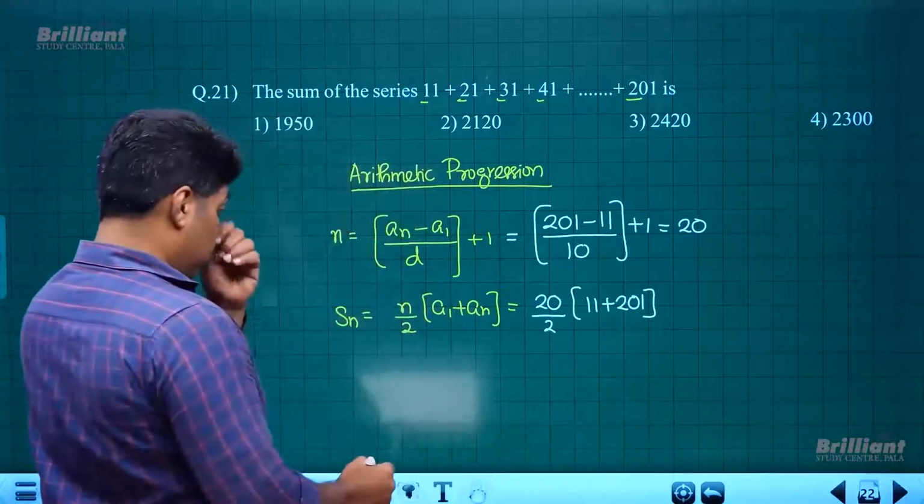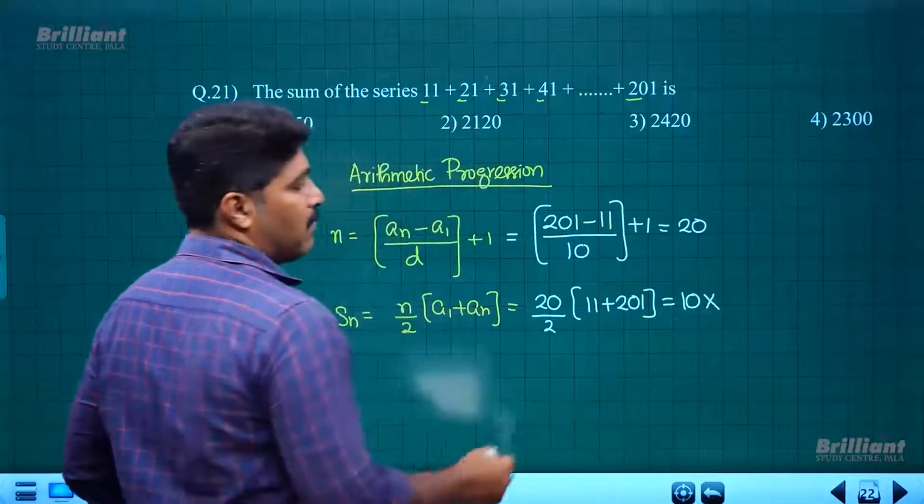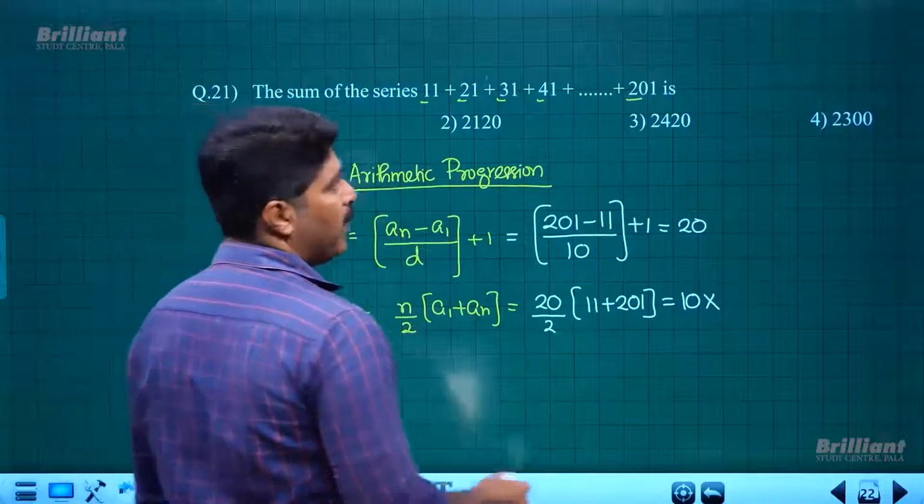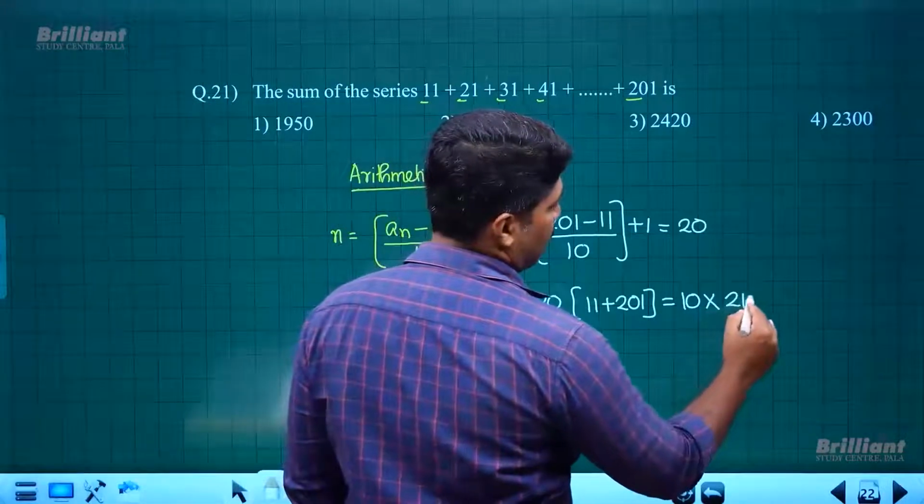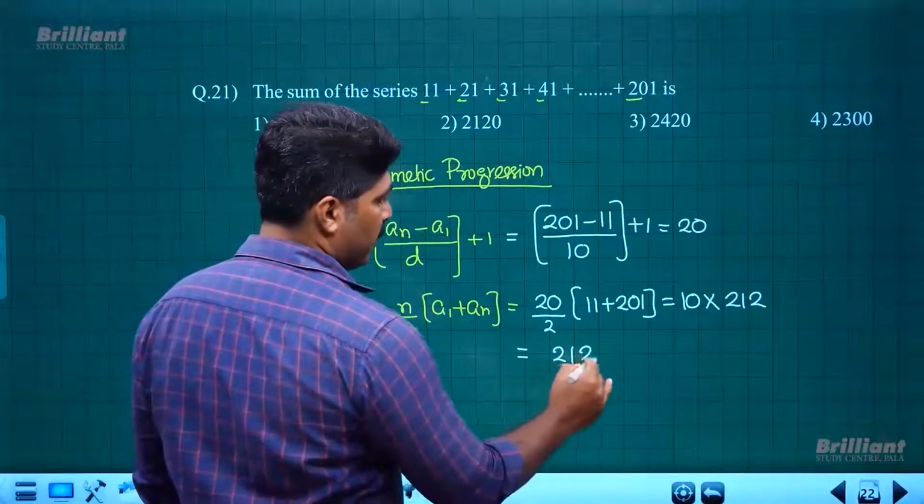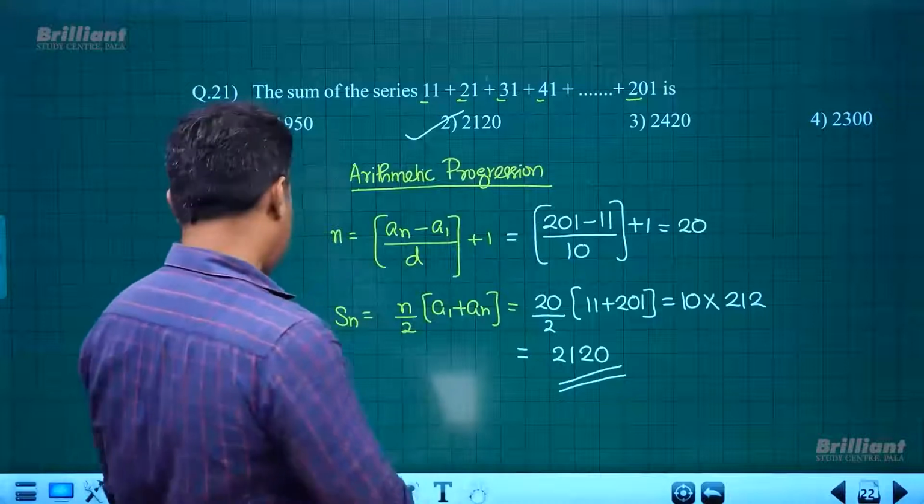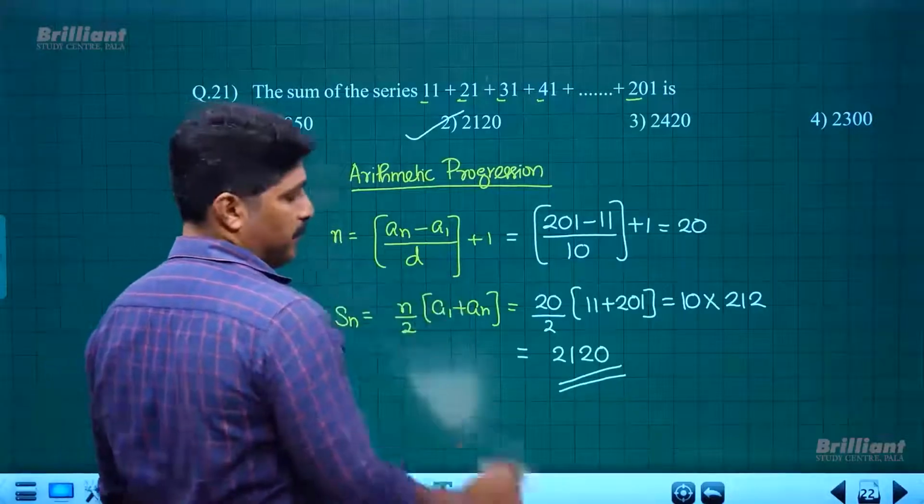While simplifying this, it is equal to 10 into... what is the sum of these two values? That's equal to 212. So therefore the final value is equal to 2120. Hence the answer is option 2.